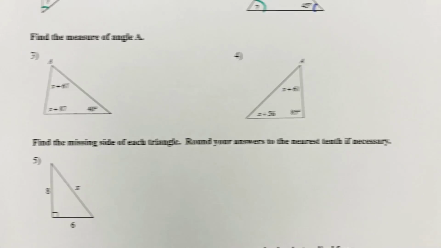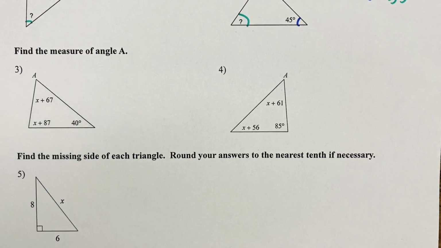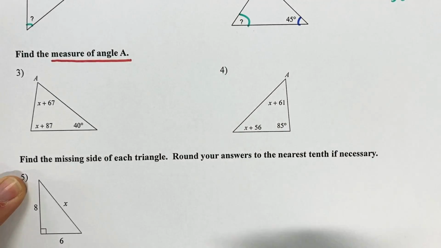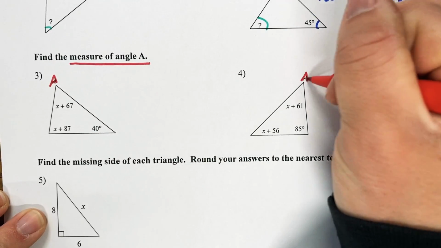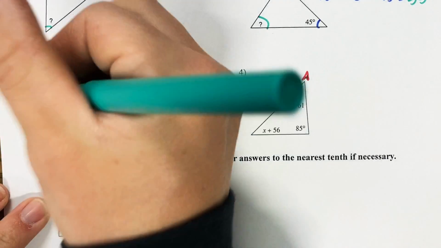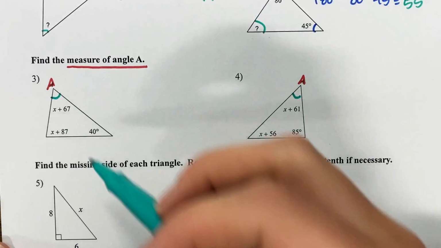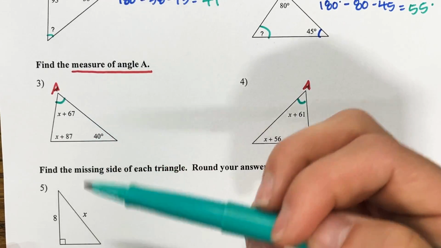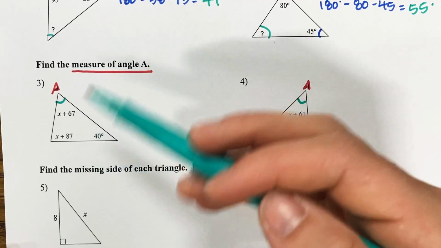Okay, so now in numbers 3 and 4, it's asking us to find the measure of angle A. Ooh, okay, so find the measure of angle A. Let's find angle A in 3 and 4. So we have A right here and A right there. That means we're trying to find the measure of these angles, angle A. Well, notice, let's look at number 3. Notice that there are actually 2 angles with X's in them. How in the heck am I supposed to find the third angle if I don't know 2 angles?